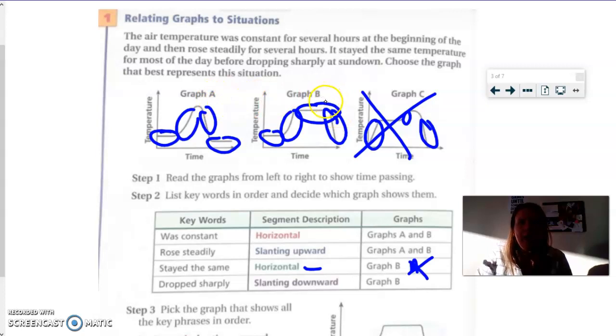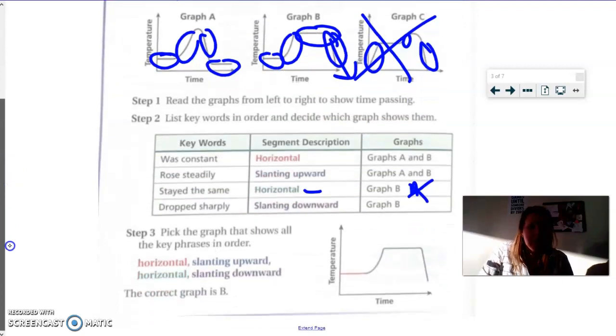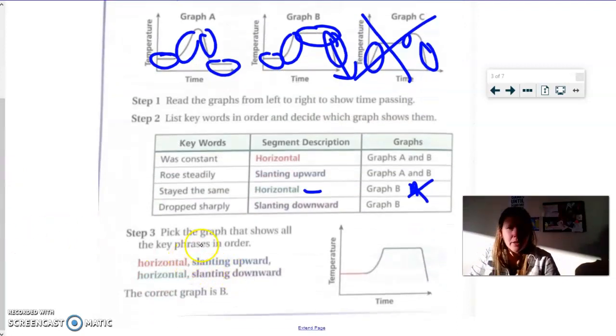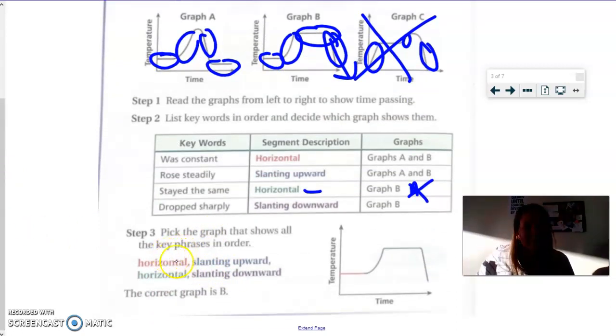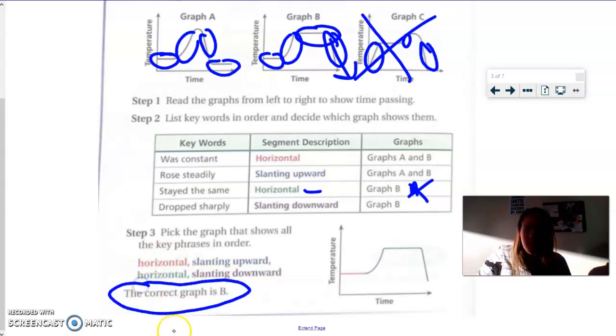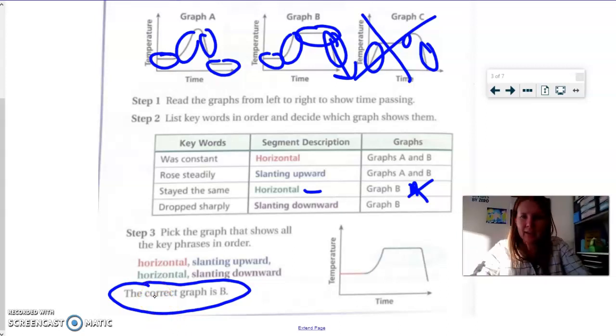And so right now it's looking to be B, and then at the end of the day it dropped sharply downward, just like that. So looking at these phrases, horizontal, slanted upward, horizontal, slanted downward, the correct graph for your solution would be graph B, as we were talking about. So it's a lot of decoding your words as well as taking it step by step.